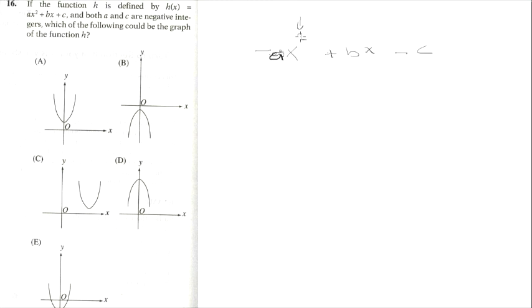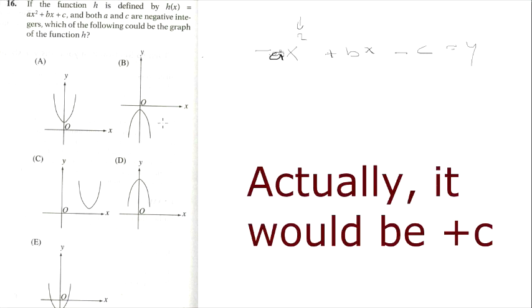a square. We have a square, which means that we have kind of this parabolic shape here. At x equals 0, these two both drop out, and so at one of the extremes, the curve will be at minus c, so it'll be at a negative number somewhere, which means it has to be this one or this one here.